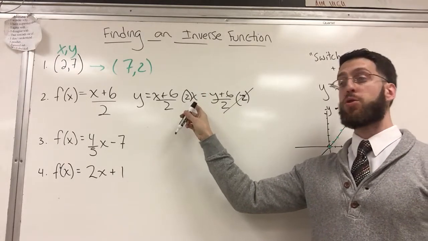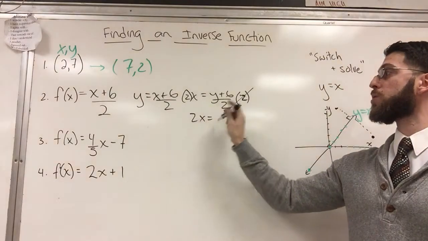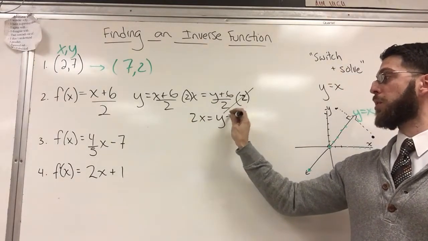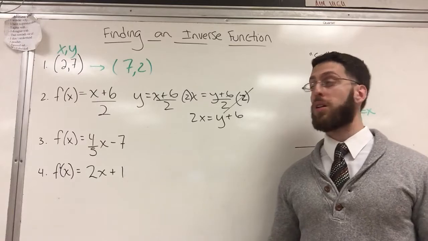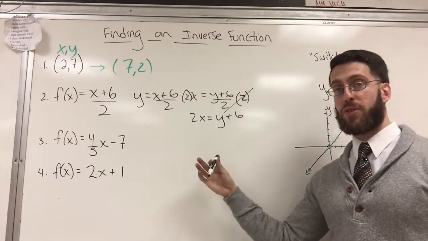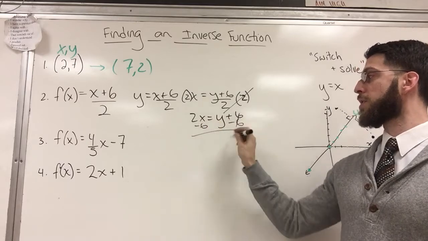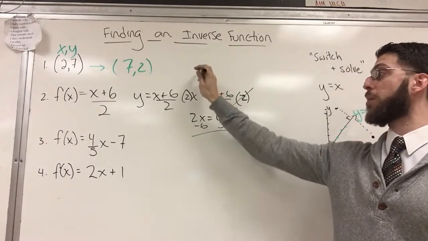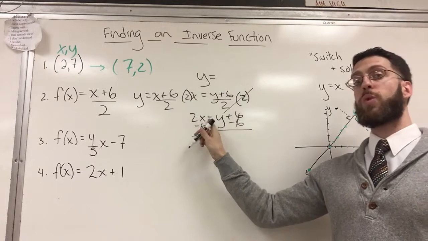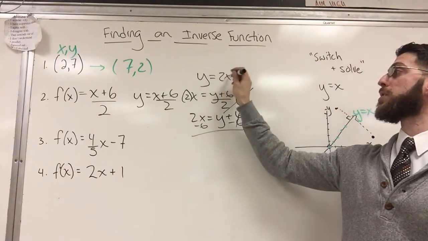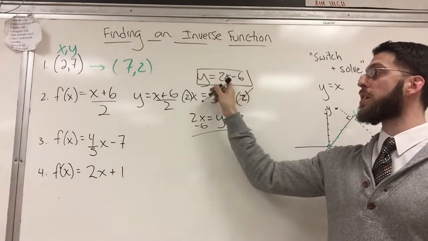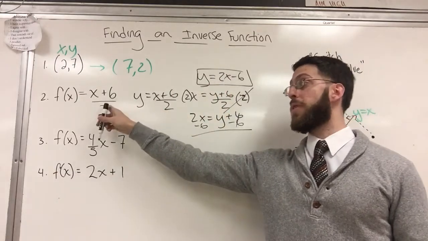And now I have 2x equals y plus 6. How do I get y alone? The other kind of inverse that I say, which is the inverse operation. Subtract 6. 6 is gone, y is alone, and I'll write it up here. y equals 2x minus 6. This is the inverse of this.